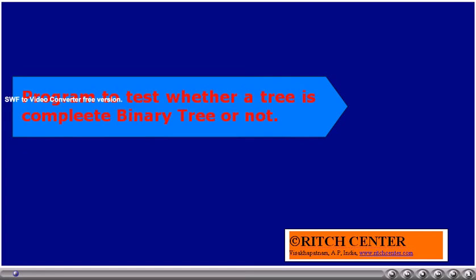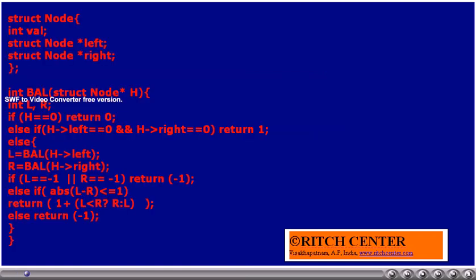So in order to call a tree a balanced tree, for all the nodes, the balance value should be between -1 and +1. This program is to test that property. This program also uses the same structure node, which has an integer and two node type pointers, left and right.